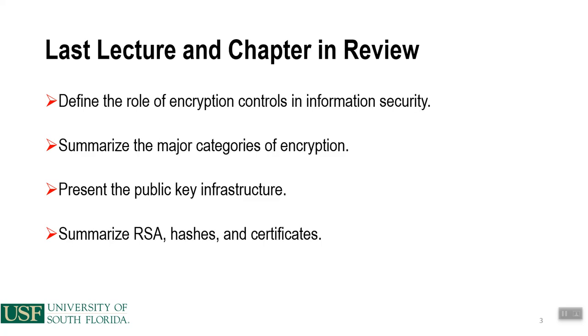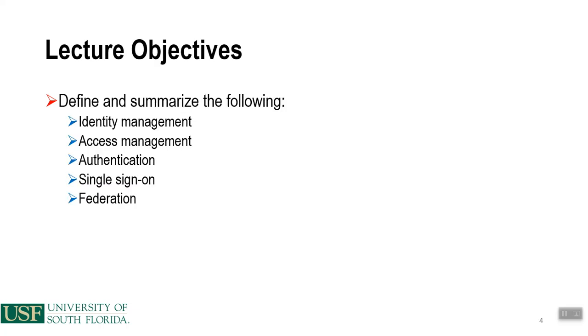So in the last chapter, we started to get into controls. Remember, we talked about the information security model where we have the assets, we have threats, we have controls and vulnerabilities and so on. So for vulnerabilities, assets, and threats, we covered that in several previous lectures, but we started to get into controls last lecture. And specifically, we talked about encryption controls, and we talked about the major types of encryption. We also presented the public key infrastructure, and we summarized other types of encryption methods that we run into on a day-to-day basis, such as RSA, hashes, certificates, and so on.